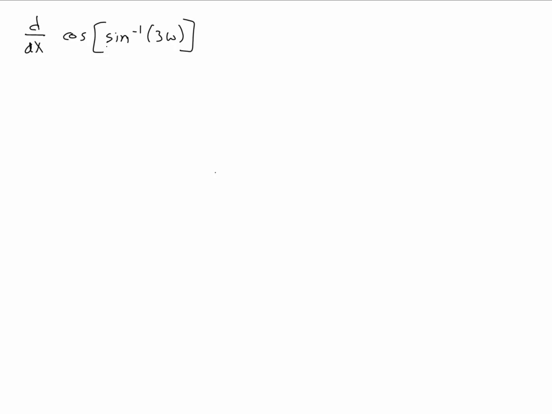Now remember, the derivative of the cosine of u, this is u, this is the argument of my trig function. So this is going to be equal to the negative sine of u times the derivative of u. So let's think about that. Negative sine of u, and u in this case is the inverse sine of 3w.